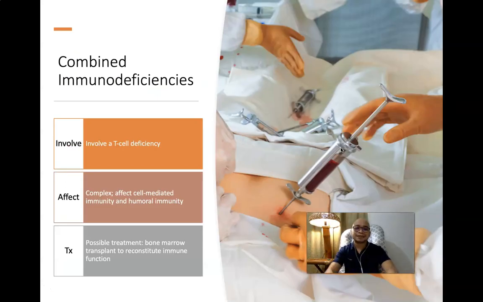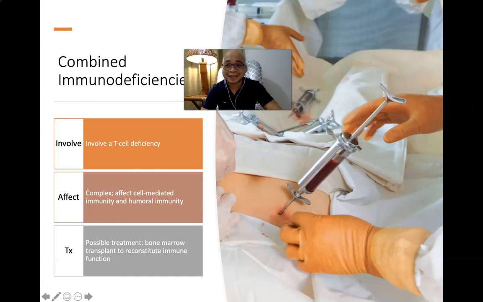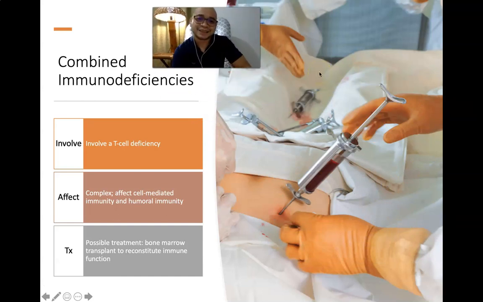At this point, let's talk about combined immunodeficiency. The illustration here is an example of the procedure of bone marrow aspirate. Combined immunodeficiencies involve a T cell deficiency. It affects cell mediated immunity. Although it involves T cell deficiency, it may actually affect both cell mediated and humoral immunity as well.